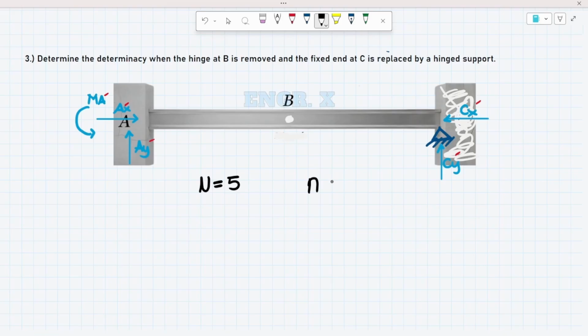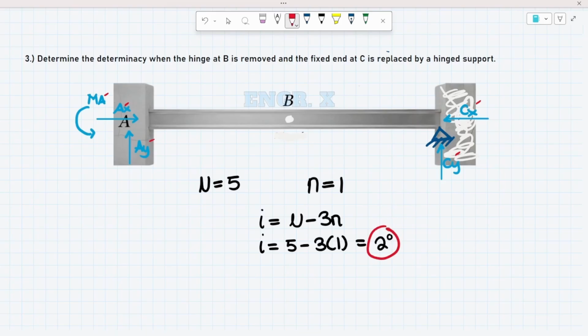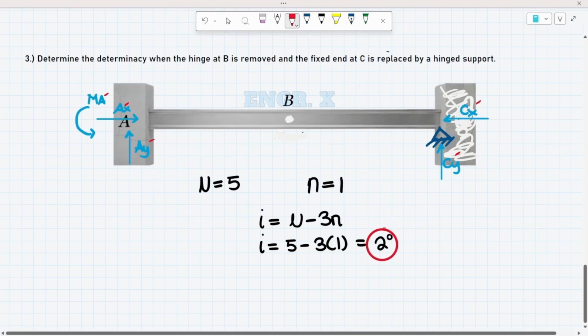And N, ilang parts ang present sa beam? So only one part. So with this, we can now solve for the indeterminacy. I is equal to U minus 3N. I is equal to 5 minus 3 times 1. This is 5 minus 3, 2 or second degree. Okay, and this is our final answer.